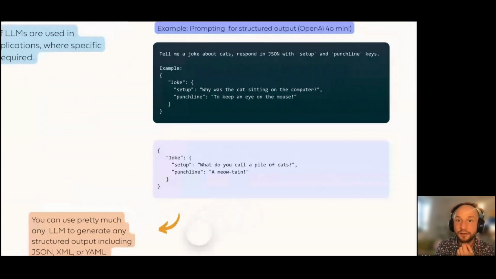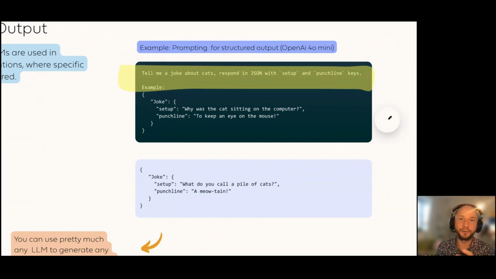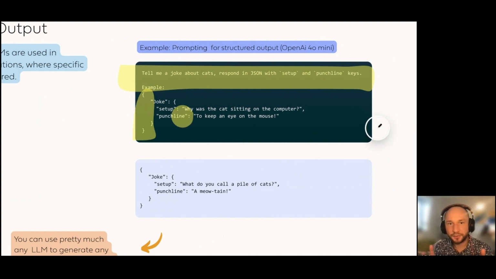How can that look? You can actually put that into your prompt right away. So here, the example is, tell me a joke about cats, respond in JSON with setup and punchline as keys. Here we have also an example that I have provided with another joke. The setup is, why was the cat sitting on the computer, and then punchline as another key: to keep an eye on the mouse, because a computer has a mouse. Funny. And then this is the input.